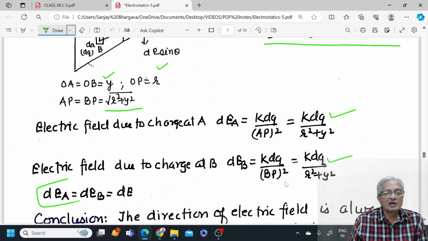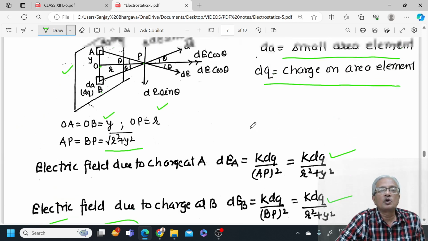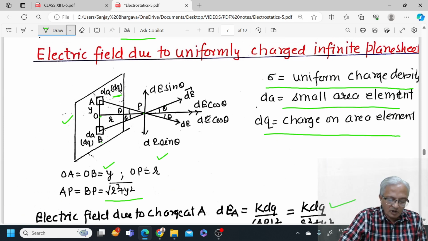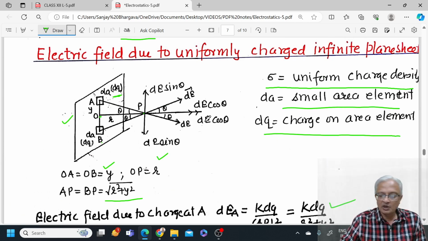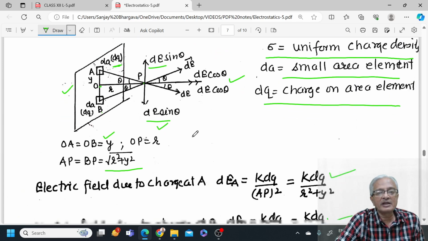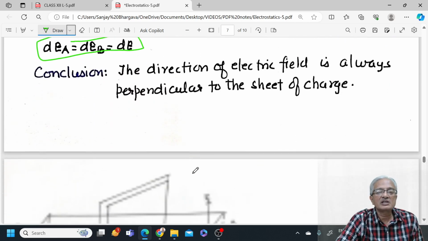So what do we find? The two electric fields are once again equal. Then you can always resolve them into two components, one of the components would be the sine component, the other would be the cosine component, and in our figure what we find is that the sine components are equal in magnitude, opposite in direction, and act along the same line, so they cancel each other. Once again I can say every charge dq is contributing only one component, dE cos theta, to the electric field, which is perpendicular to the sheet of charge. So when it comes to asserting the direction of the electric field, I can just conclude.